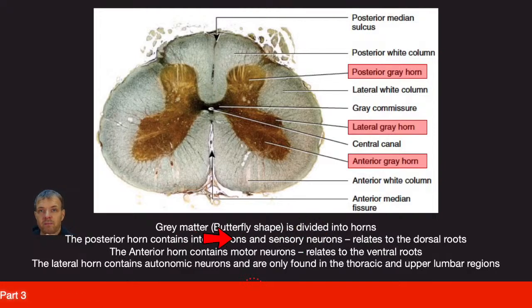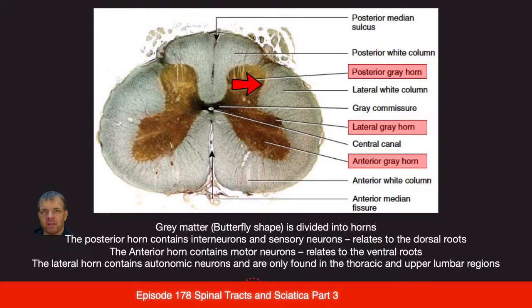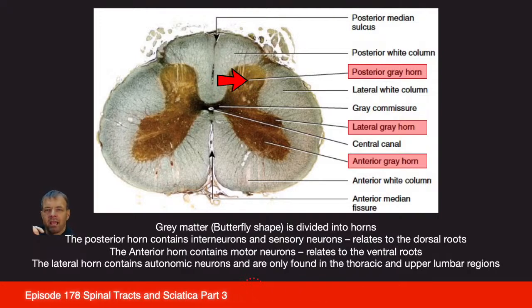So yeah, it's divided into horns. We've got an anterior grey horn, a lateral grey horn where there's a little bit of a projection here, and then a posterior grey horn just there. And the horns connect to the nerve roots.